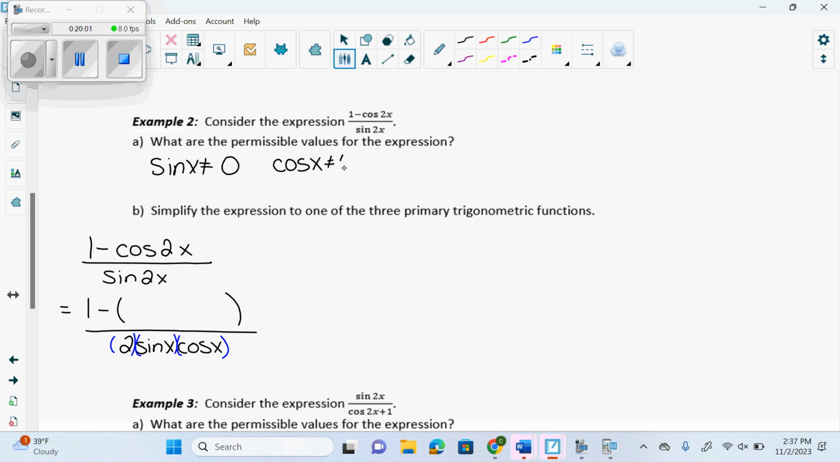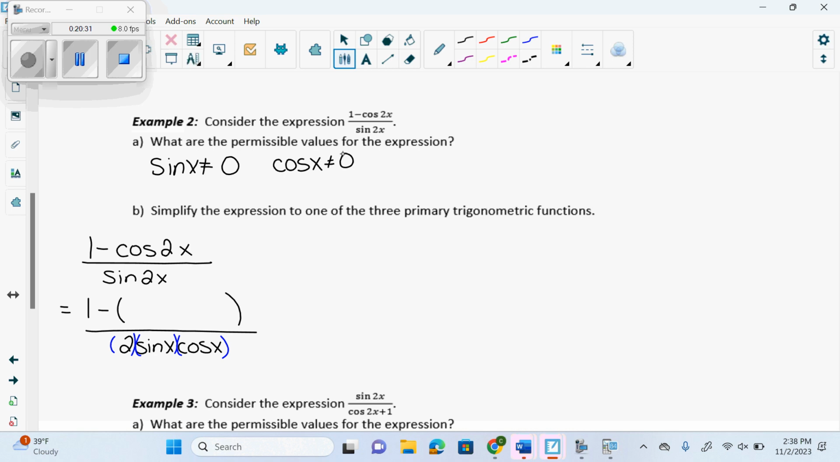Now, why can't they equal 0? Well, if sine x equals 0, this would get replaced with a 0 here in the middle, and I get 2 times 0 times cos, which is 0. Then my denominator would be 0, and I have a problem, right? If cos x equals 0, then this bracket would be 0, and then I have 2 times sine x times 0, which would make my denominator 0, and I can't have my denominator be 0. So I have to state all the x values where sine x would be 0 and where cos x would be 0 and say x can't be those. Because if it was, my denominator would be 0.